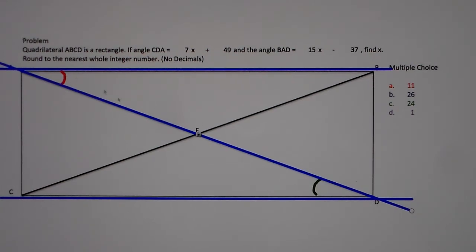And what do we know about alternate interior angles? Well, that they're equal to each other. So 7x plus 49 is equal to 15x minus 37. We do our inverse operations. We're going to get 8x is equal to, well, we add 37 to both sides, we're going to get 86. 86 divided by 8. We're going to get 10.75, which rounds up to 11. So x equals 11.